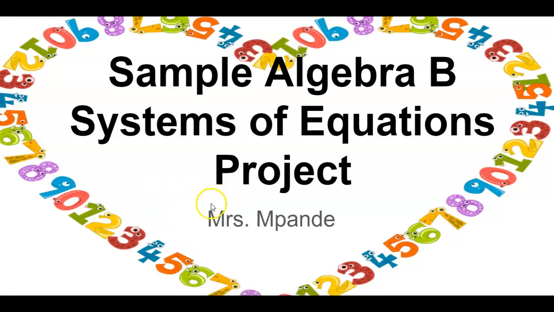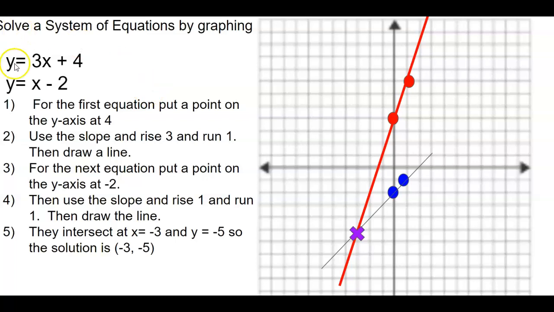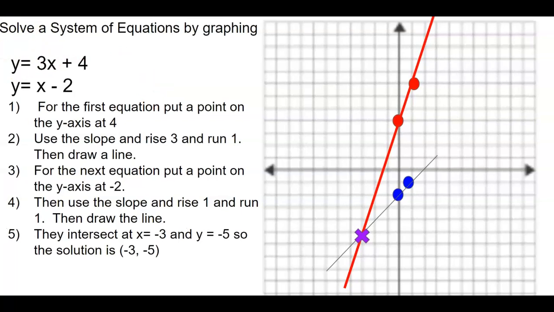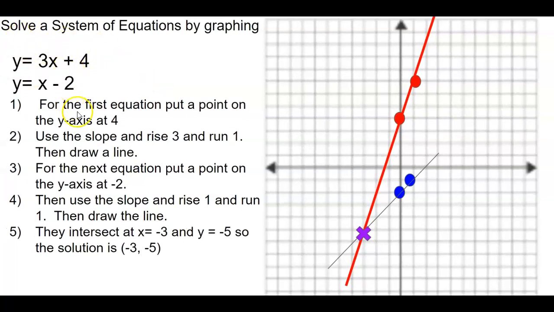This is my sample Algebra B Systems of Equations project. I chose to do these two equations by graphing. First, I took the first equation, I put my point at the 4 on the y. Then I went up 3 and over 1 and drew my line.